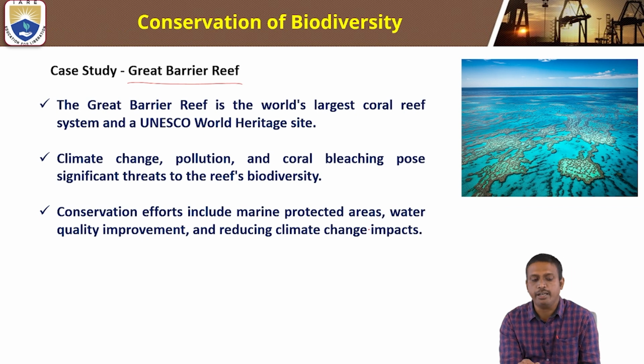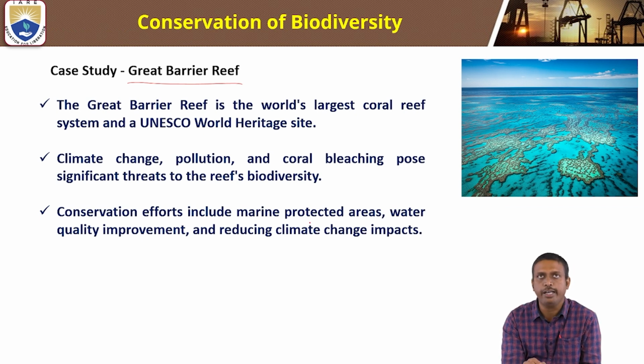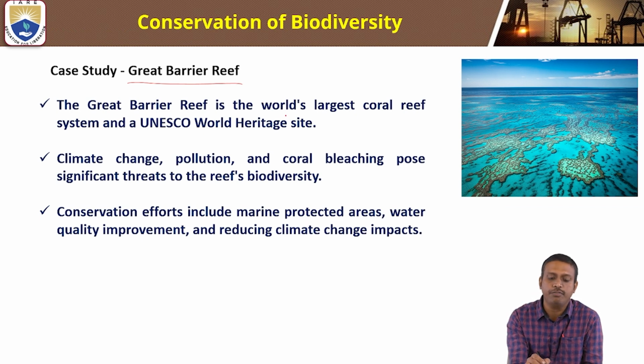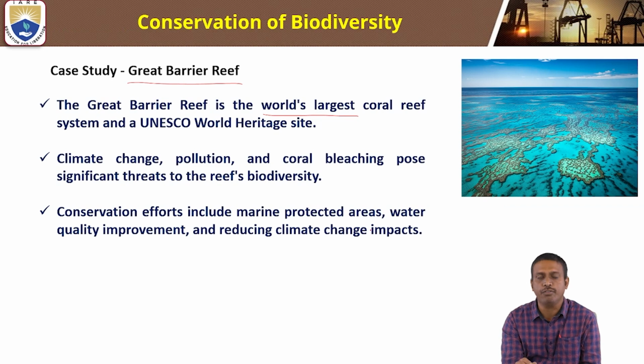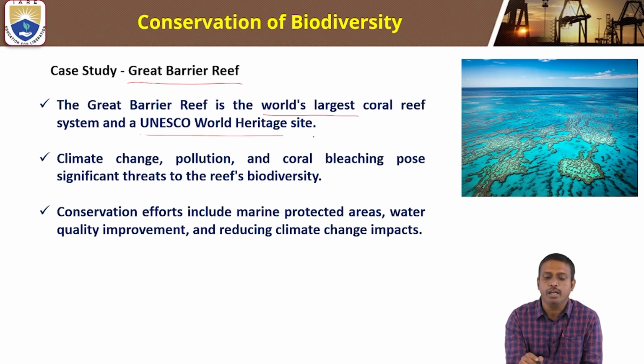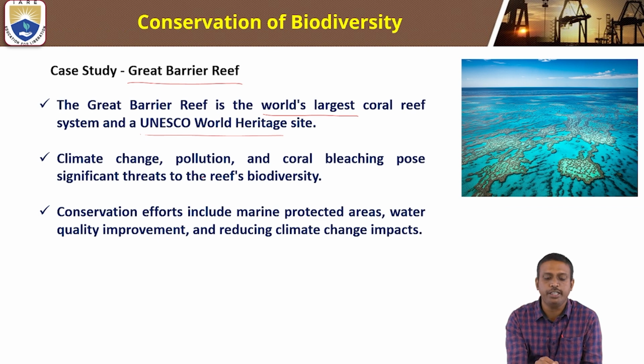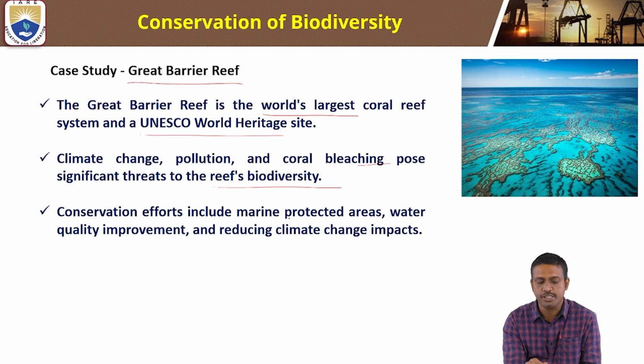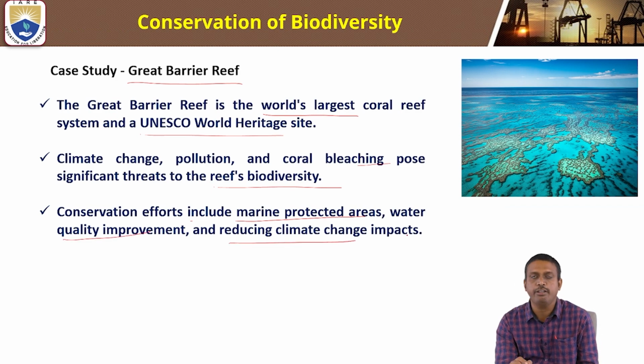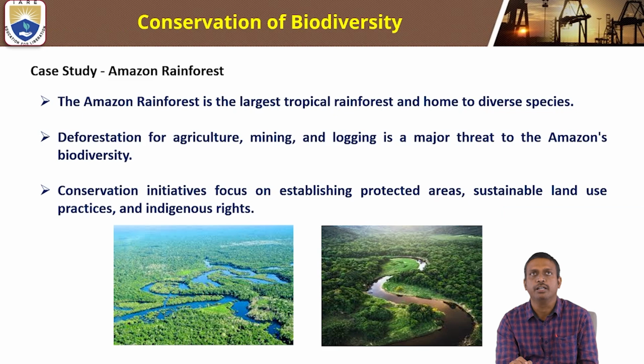Case study on the Great Barrier Reef. The Great Barrier Reef is the world's largest coral reef system and a UNESCO World Heritage Site. Climate change, pollution, and coral bleaching pose significant threats to the reef's biodiversity. Conservation efforts include marine protected areas, water quality improvement, and reducing climate change impacts.